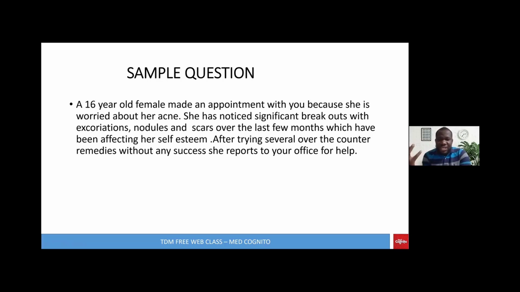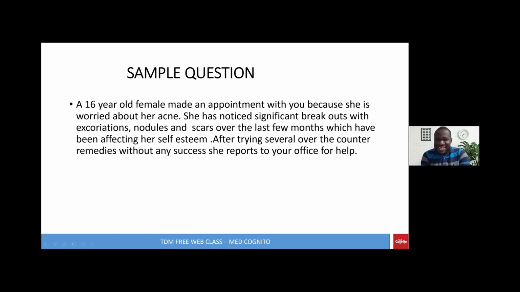Okay, so we are going to run through a sample question, so I give you all an idea of how the TDM is like, and how we prepare as MedCognito, how we prepare candidates for the exam. So I'm going to invite someone from the audience to do us the favor of reading the sample question. Can we have someone read the question so you don't hear my monotonous voice?